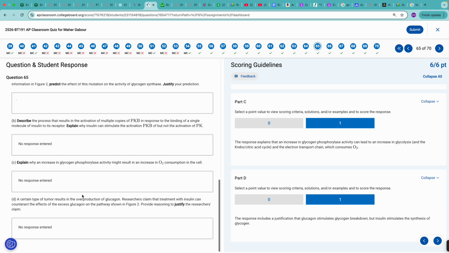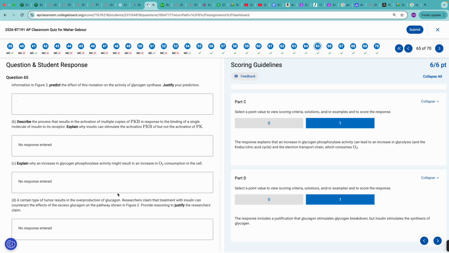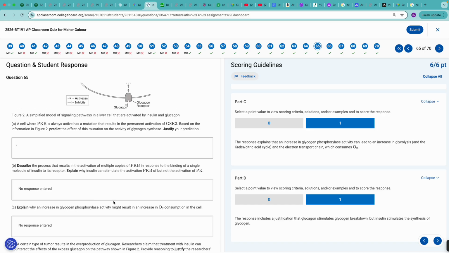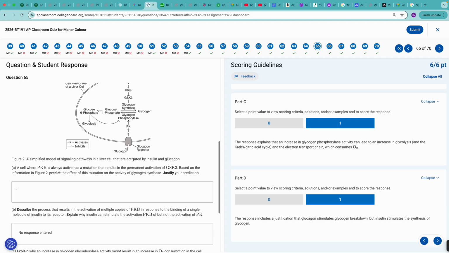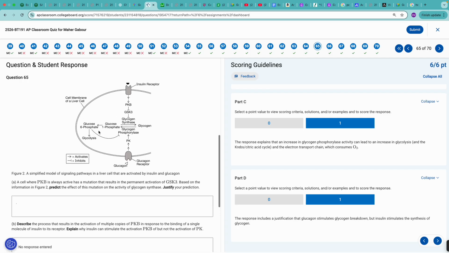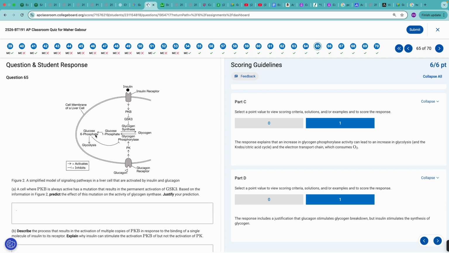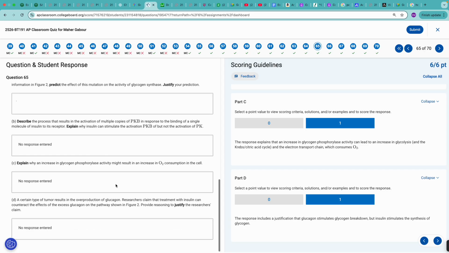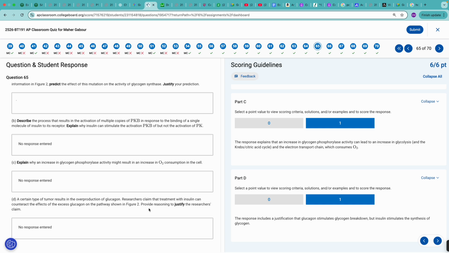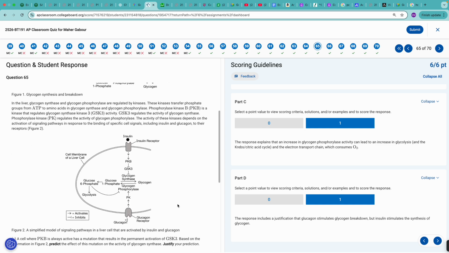So if the tumor causes an overproduction of glucagon, that means we have a lot of glycogen being broken down, because glucagon is the thing that's responsible for breaking down glycogen. So to counteract this, we're going to add insulin. We're going to treat the cell with insulin. Why? Because the insulin is going to produce glycogen.